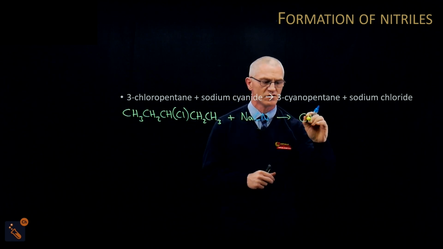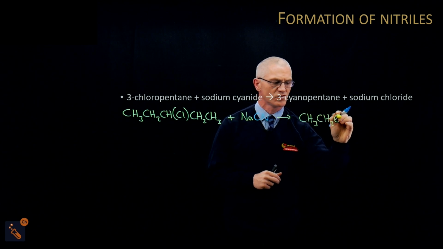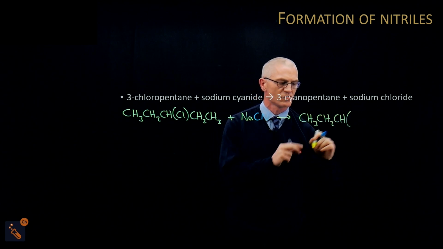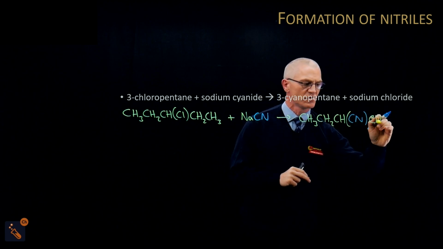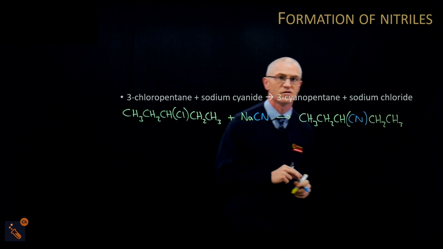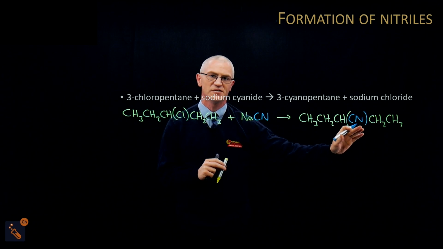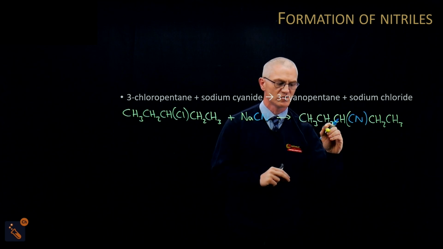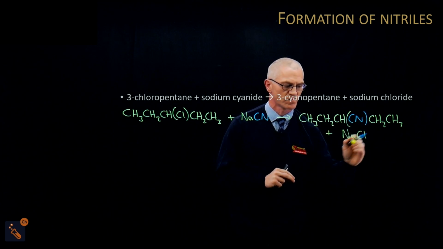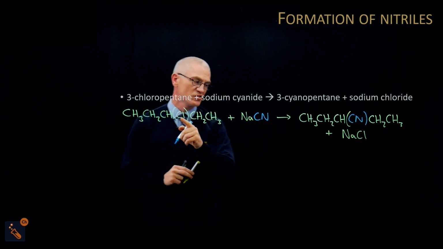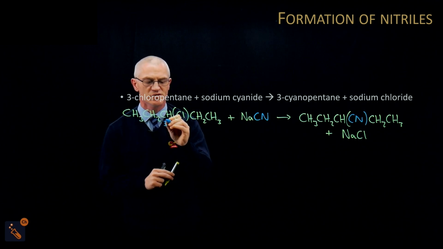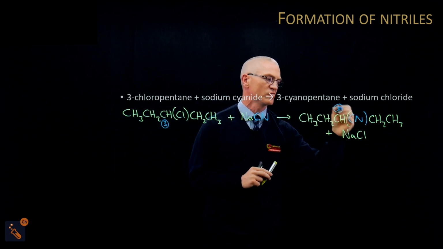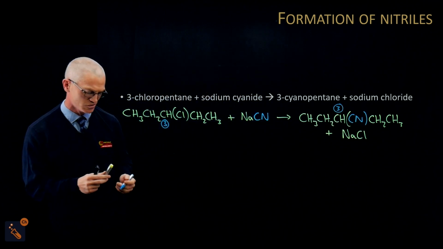3-cyanopentane. So again, here we are, and this time we're going to put our CN on there and then finish it off. And there you have your 3-cyanopentane. Hopefully you've drawn exactly the same thing. We just need to remember to do our sodium chloride. So our chlorine has been substituted with the CN. So the CN is now at position number 3. So this is at position number 3, and this is at position number 3. And we've substituted out, and this is nucleophilic substitution.